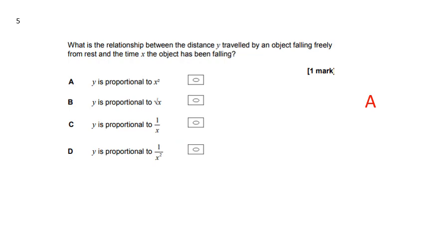What's the relationship between distance y falling freely and the time? Okay, so we know our equations of motion really well. And so if I write down s equals ut plus a half at squared, if I write s equals a half gt squared, because the acceleration is g and u is zero, that's what we're talking about. So y is proportional to t squared, isn't it? The answer's A.